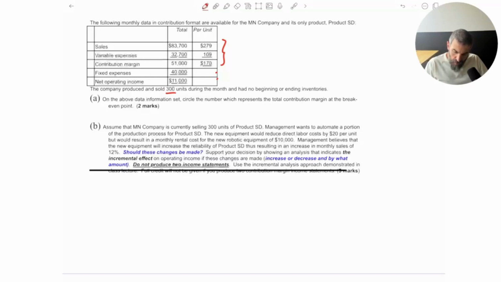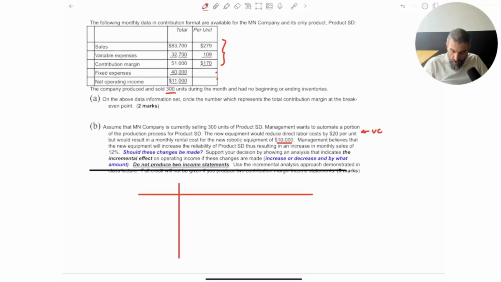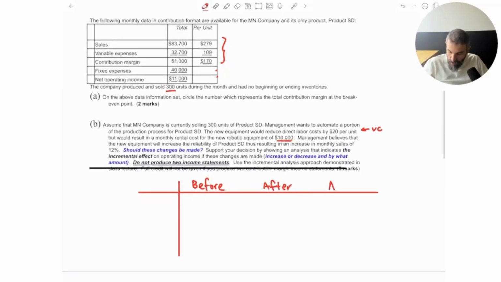Management wants to automate a portion of the process. The new equipment would reduce direct labor by 20. Okay, so this is a variable cost, right? So your variable cost per unit would go down by 20, but would result in a rental. So this is a fixed cost. So when you're doing an incremental analysis, you kind of want to make yourself a little table like this. We'll say whatever, before and after. And then the effect on profit. So I would put like change in profit.